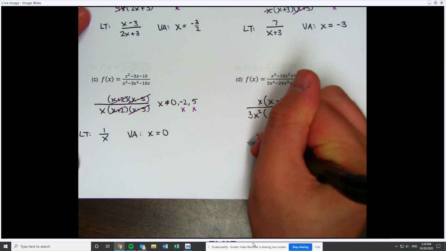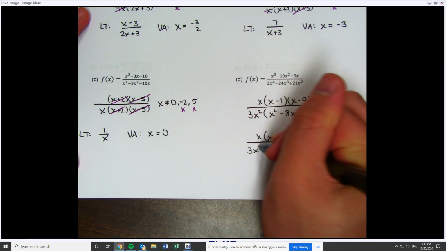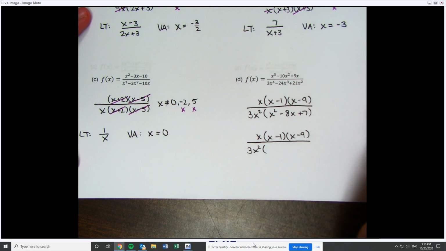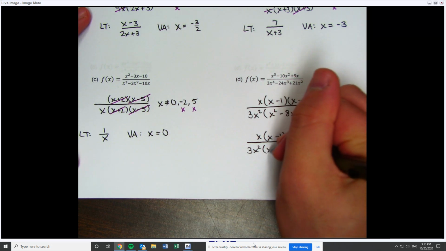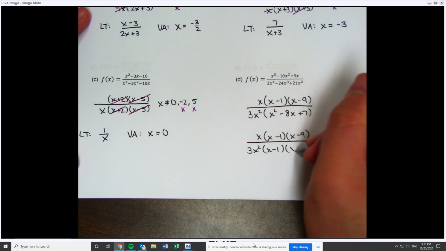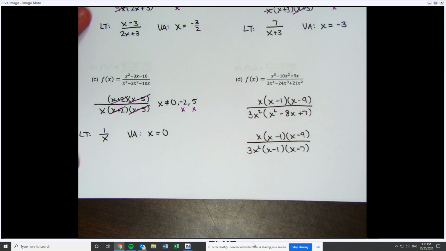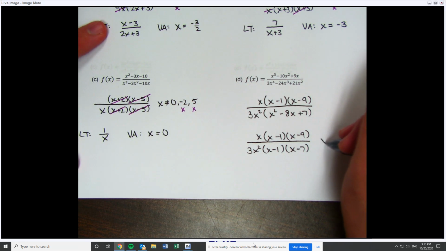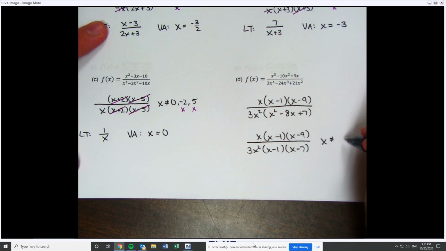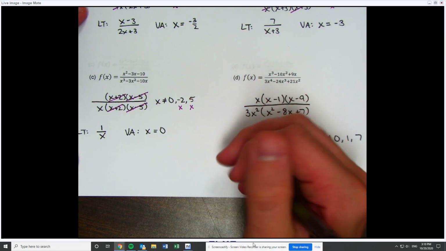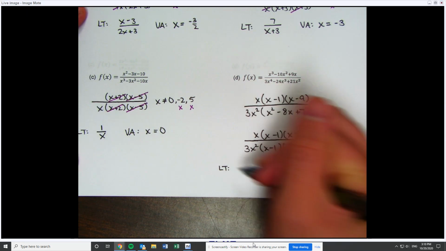divided by 3x squared. Do my ABC method on this one, I see that we're going to need negative 1 and 7. Got it. So now the numbers that I cannot have for x are 0, 1, and 7. Perfect. So now we can go ahead and do our lowest terms.